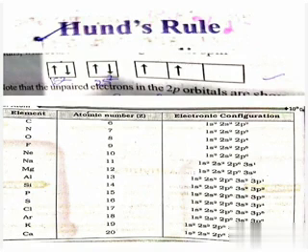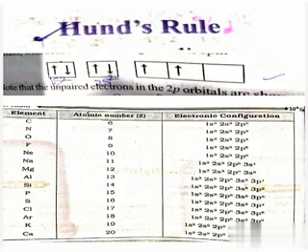According to this rule, electron pairing in orbitals starts only when all available empty orbitals of the same energy are singly occupied. For example, the configuration of carbon.